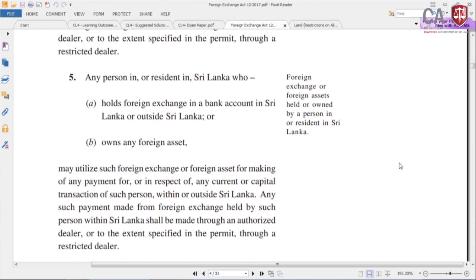Now you see in this section 5, it says any person in or resident in Sri Lanka who holds foreign exchange in a bank account in Sri Lanka or outside Sri Lanka, or owns any foreign asset, may utilize such foreign exchange or foreign assets for making any payment in respect of any current or capital transaction of such person within or outside Sri Lanka. Any such payment made from foreign exchange held by such person within Sri Lanka shall be made through an authorized dealer, to the extent specified in the permit through a restricted dealer. That is with regard to foreign exchange or foreign assets held or owned by a person in or resident in Sri Lanka.